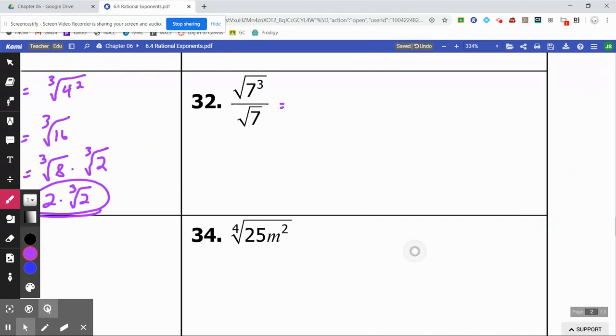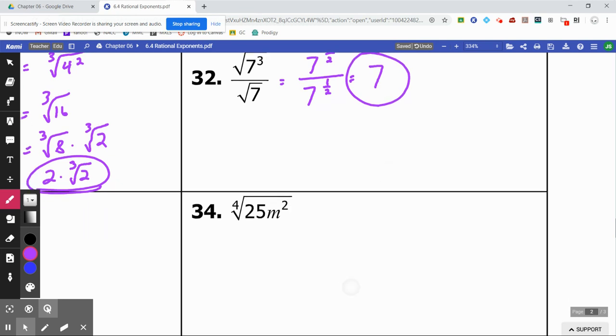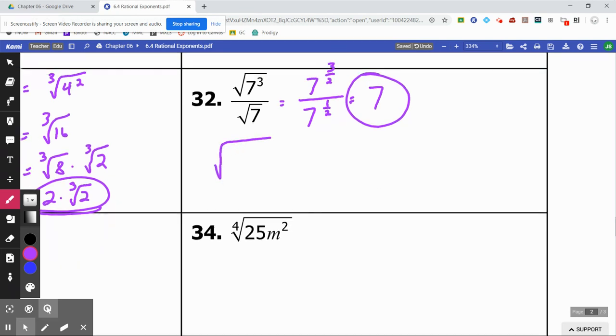Next one, on top we have 7 to the 3/2 power when you change it over, and on bottom you have 7 to the 1/2 power. A couple of different ways you can actually do this one. When you subtract, that gives you 7 to the 2/2 or 7 to the 1st power, which is just plain 7. Another way you could have done this was written it as a large square root over both, 7 to the 3rd over 7.